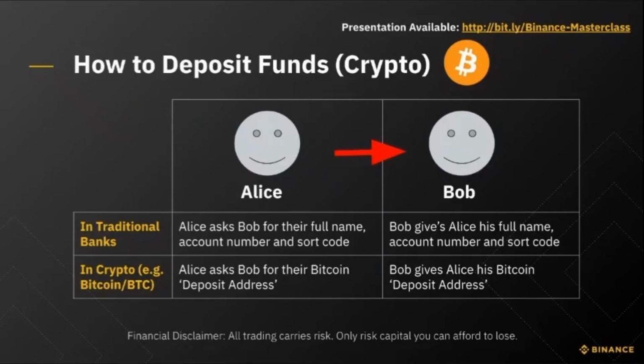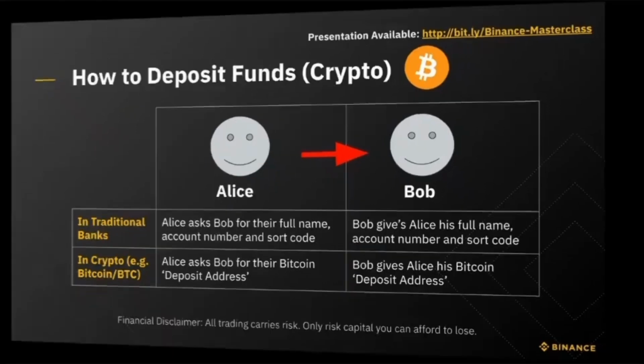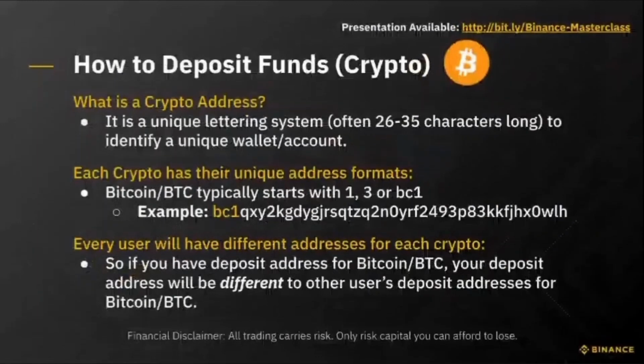So the information required is a full name, account number and sort code typically. Now in crypto, we actually don't ask for full name, account number or sort code. We ask for something called a deposit address. So in this scenario, Alice will ask Bob for his Bitcoin deposit address, and Bob will then give Alice a Bitcoin deposit address. Now, I hope that illustrates what information is required.